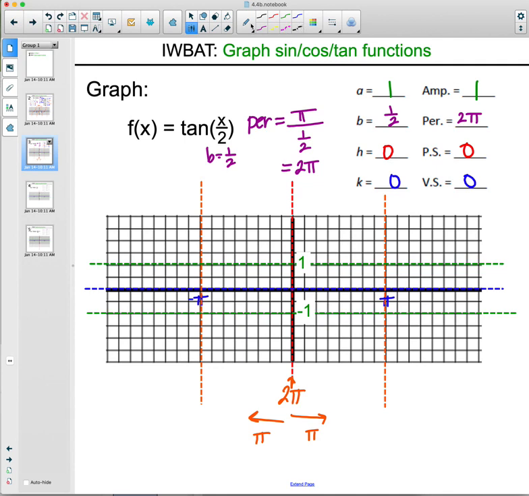Now, remember what I said about plotting these points. So halfway between your asymptotes is your 0. Okay, this is the middle of your tangent. Then halfway between the 0 and the asymptote. Okay, so halfway, so 1, 2, 3, 4, 5, 6, 7, 8 boxes. So 4 boxes. Halfway to the right, it's going to be at the positive amplitude. Halfway to the left, it's going to be at the negative amplitude. And then it's just going to draw a curve there.